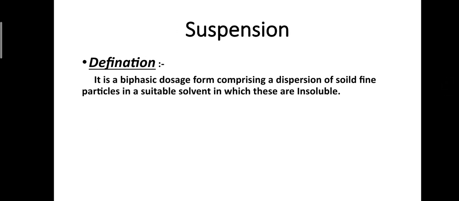Suspension definition. What is suspension? It is a biphasic dosage form. Suspension is a biphasic dosage form comprising a dispersion of solid fine particles in a suitable solvent in which these are insoluble.